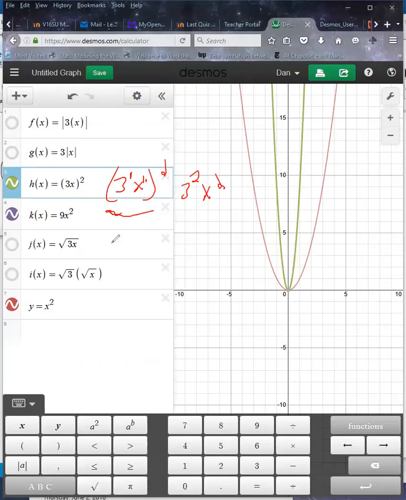Same deal here. I can think of the square root of 3 times the square root of x as the same thing as the square root of 3x, and that's why I was able to write it that way. Okay, so if one way is confusing you, try to write it the other way. Maybe that'll help you make sense of the mess. Okay, hope that helps you.